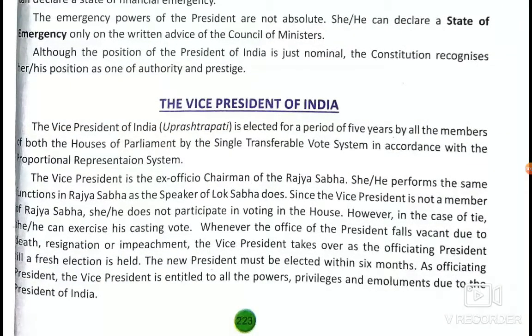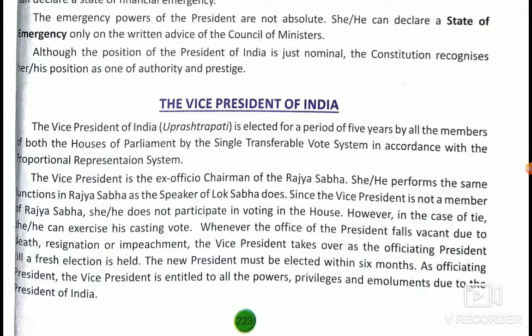In my previous class, we discussed the powers and functions of the president. In this session, we will be discussing the vice president of India. The vice president, who is also called Uparashtrapati, is elected for 5 years by all the members of both the houses of parliament by the single transferable vote system in accordance with proportional representation.